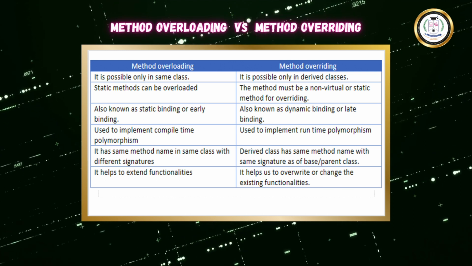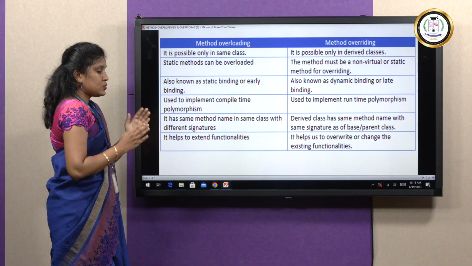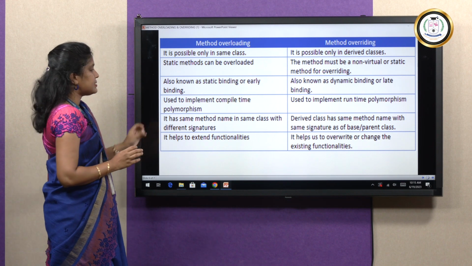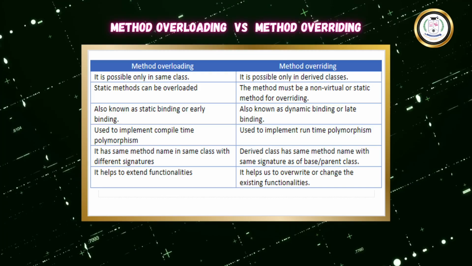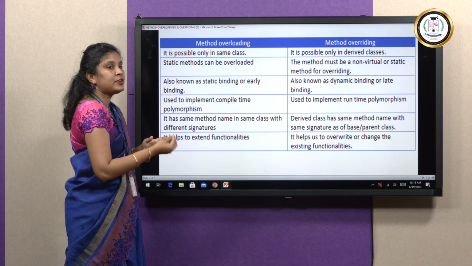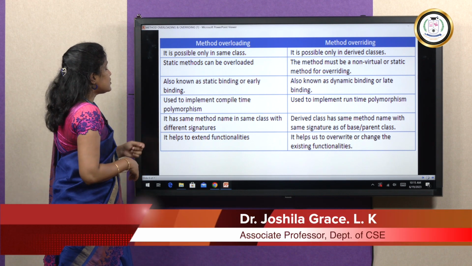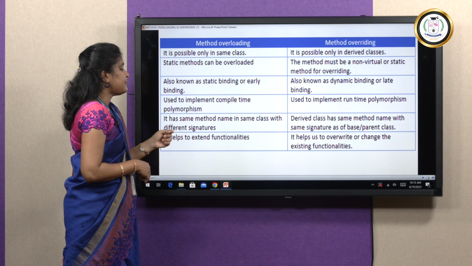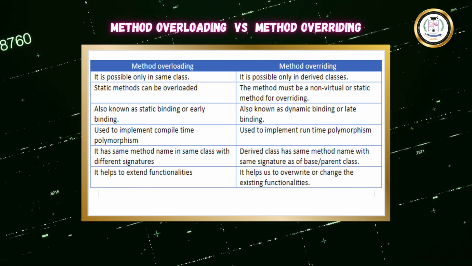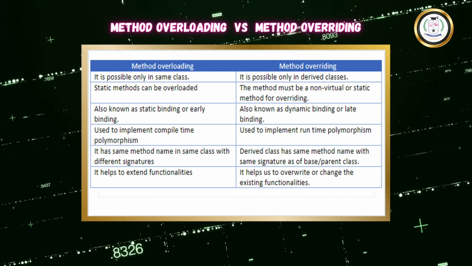In method overloading, the same method name is present in the same class with a different signature. So in one class, many methods with the same name but different sets of parameters are present. In method overriding, there is a derived class in which you have the same signature, that is the same set of parameters, for the same named function. Method overloading helps to extend functionalities. Method overriding helps to overwrite or change the existing functionalities. So these are the major differences between method overloading and method overriding.